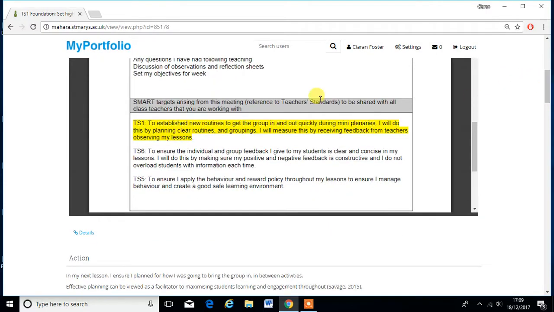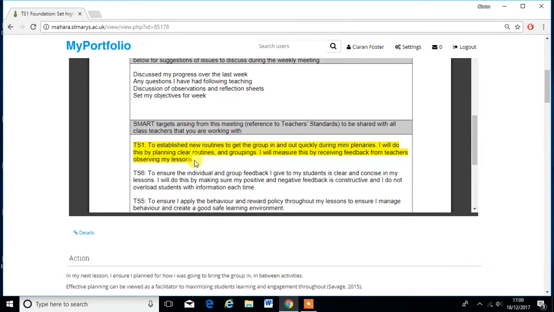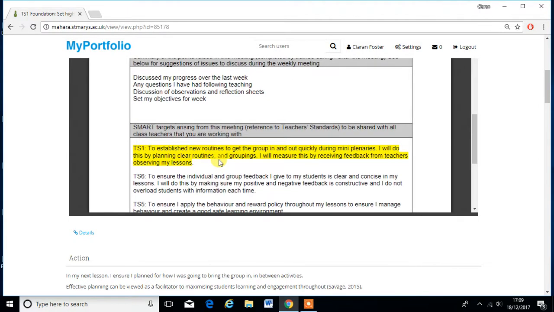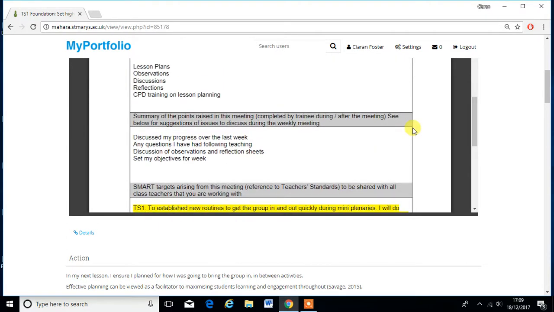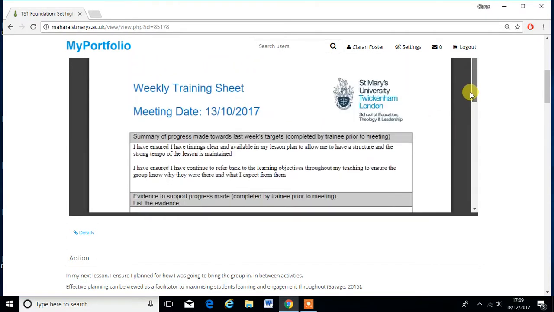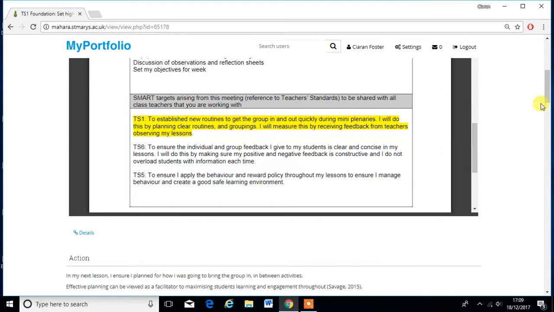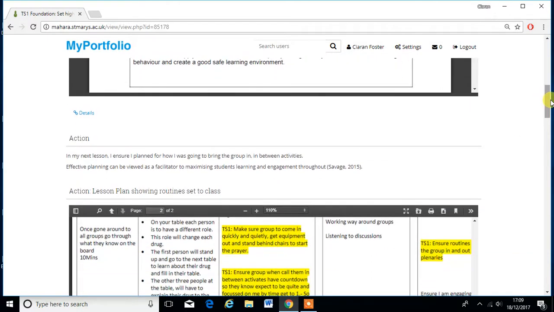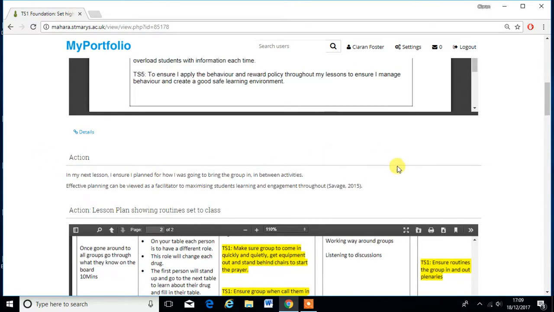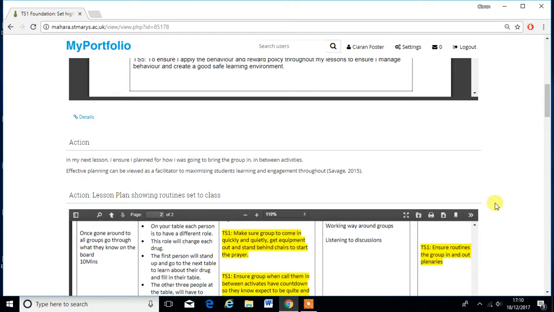the lessons. So here's my mentor meeting sheet, which shows that it was to establish clear routines and groupings. I would measure this by receiving feedback and teachers observing my lessons. Also, you'll see how it's had an impact later on in the lesson. So looking at my action point, in my next lessons, I ensured I planned for how I was going to bring in the activities, in between activities.